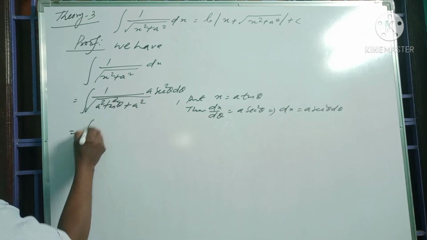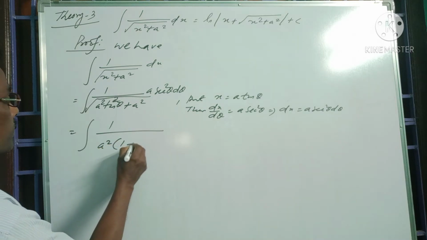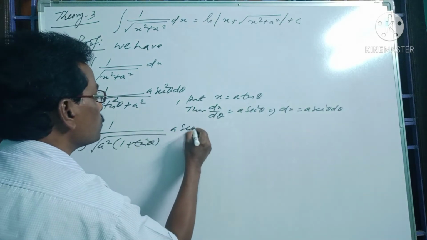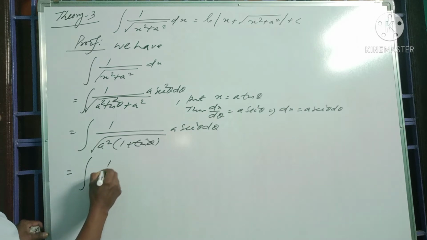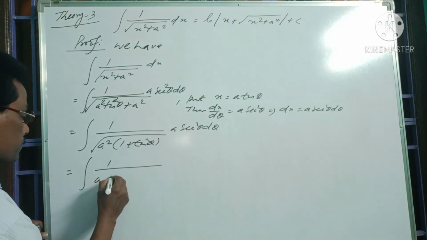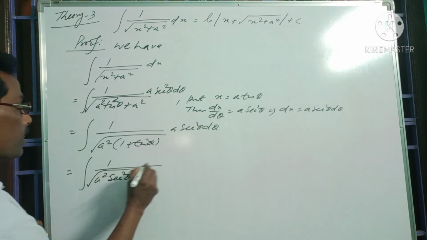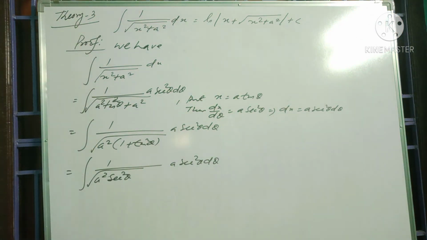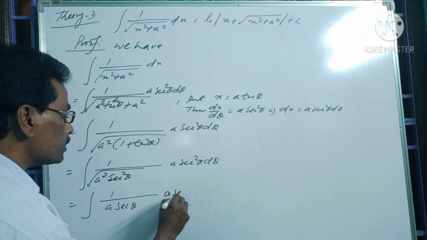Now square root. So simplifying, we have integration of 1 by, taking a square common, a square into 1 plus tan square theta, root over, into a into sec square theta d theta. Again simplifying, we have integration of 1 by a into a square into sec square theta, root over, into a into sec square theta with respect to theta. Again simplifying, we have integration of 1 by a into sec theta into a sec square theta with respect to theta.